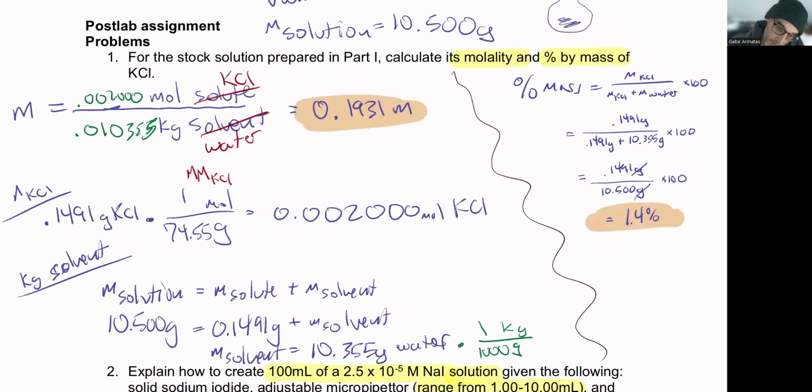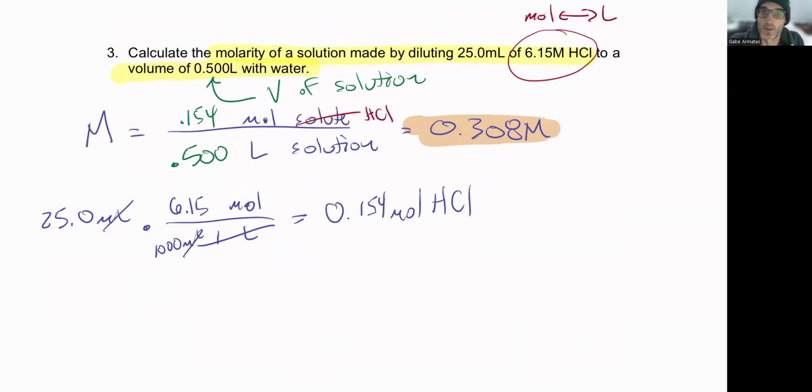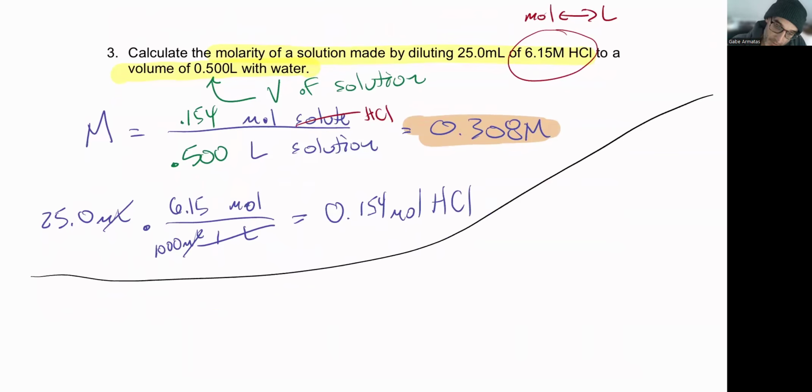And those are highlighted. Perfect. Okay. So we end up with 0.308 molar. Good. Okay, that's it. We can move on, right? Yeah, absolutely. Or we could have just recognized the fact that this is a dilution.